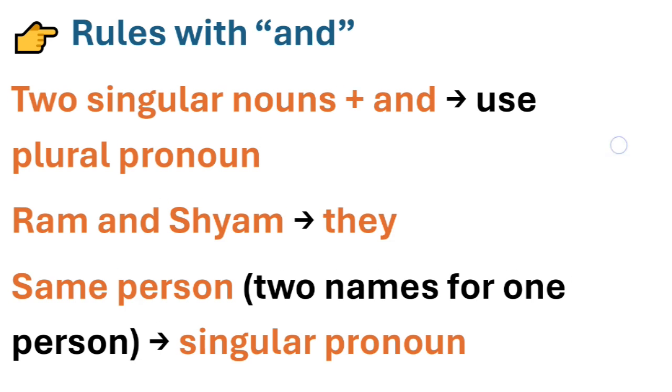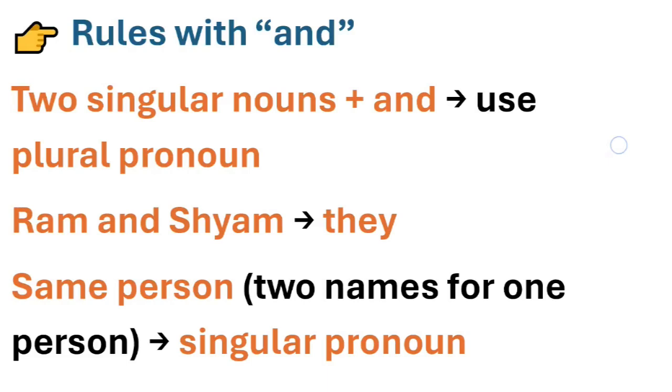After this, let's talk about another point, which is rules with and. When and comes between two nouns, how to use pronoun in that case? Two singular nouns plus and. When this comes, we have to use a plural pronoun. Now the example we have is Ram and Sham. Ram is a singular noun, Sham is also a singular noun, and in between comes and. So we have used the plural pronoun they.